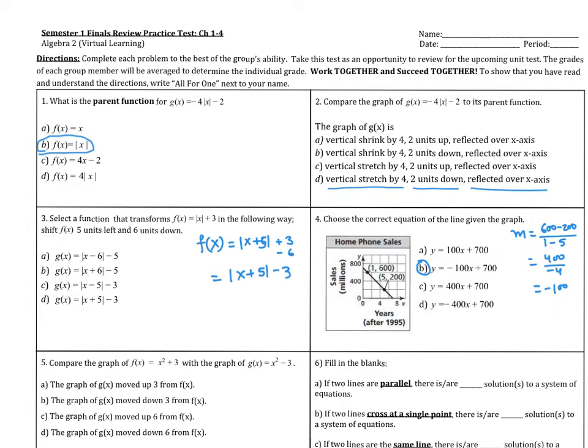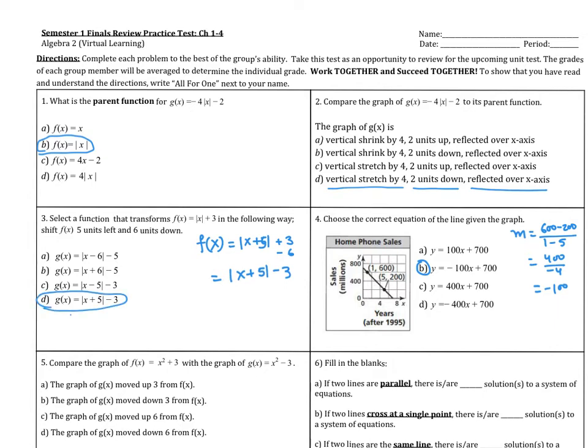For number 3, you're moving this graph 5 units left, which means plus 5 inside, and 6 units down means negative 6 outside. So that's the function right now. You're going to get |x + 5| - 3, and that's option D right here.